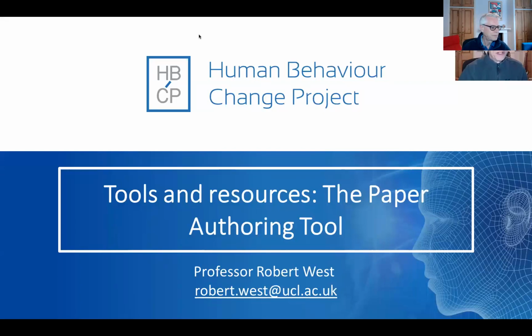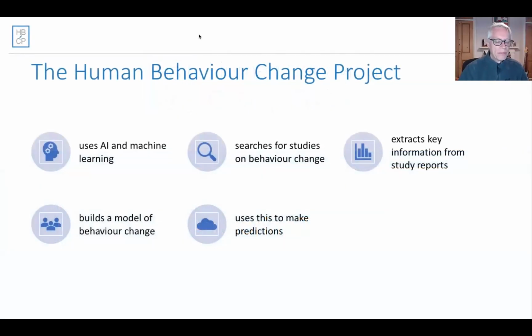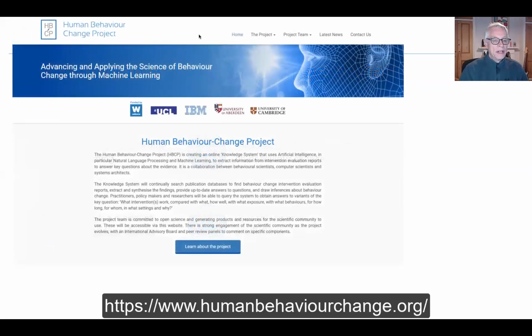Hi everyone, and welcome to this video on the paper authoring tool, which is one of a series talking about the Human Behaviour Change Project. The Human Behaviour Change Project is a programme of work that aims to use AI and machine learning to extract information from published evaluations of behaviour change interventions, to then create a model of behaviour change based on this information, and to use this model to predict outcomes in new scenarios. For more information about the Human Behaviour Change Project, go to the link shown in the caption.